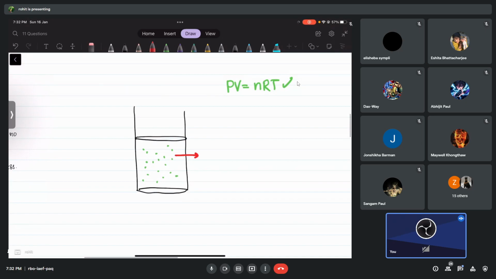Right now the volume of the gas is V1. Right now the pressure of the gas is P1. Right now the temperature of the gas is T1. This is one of the states of the gas.